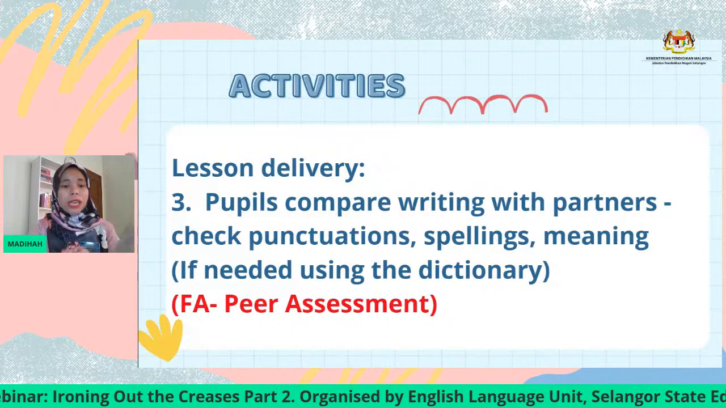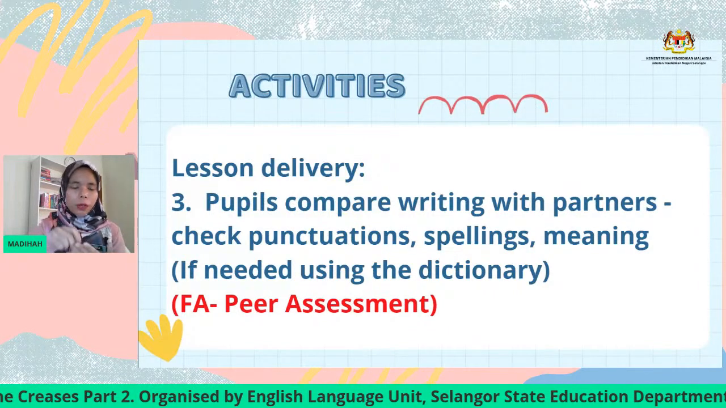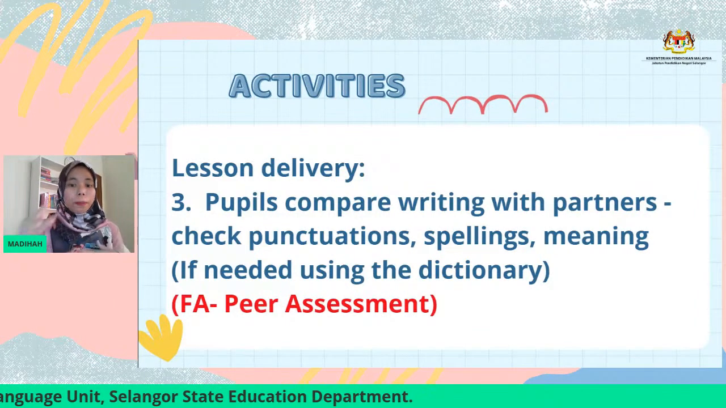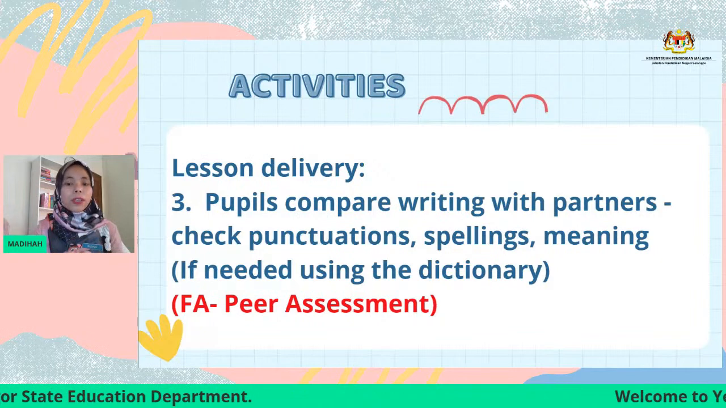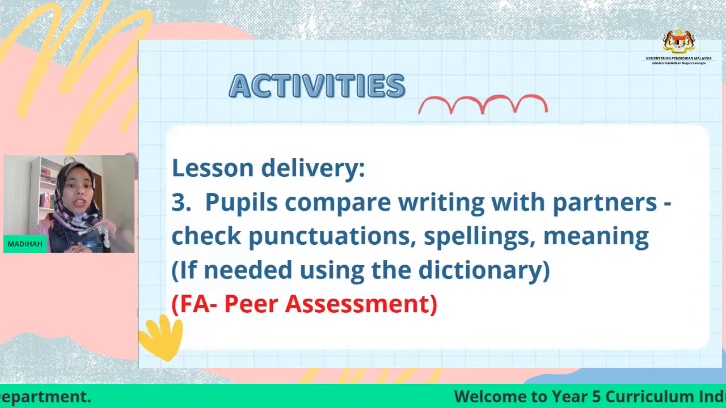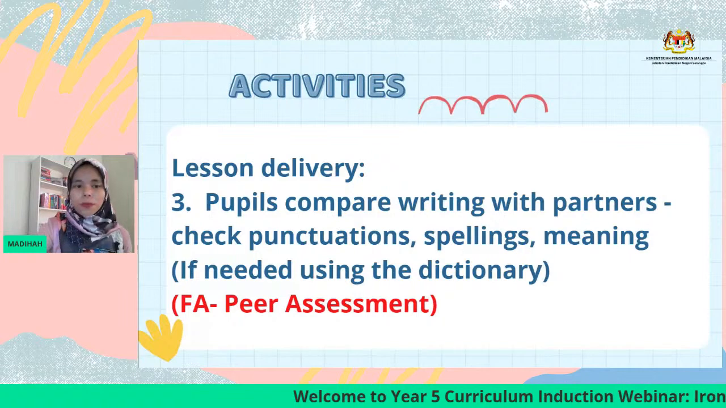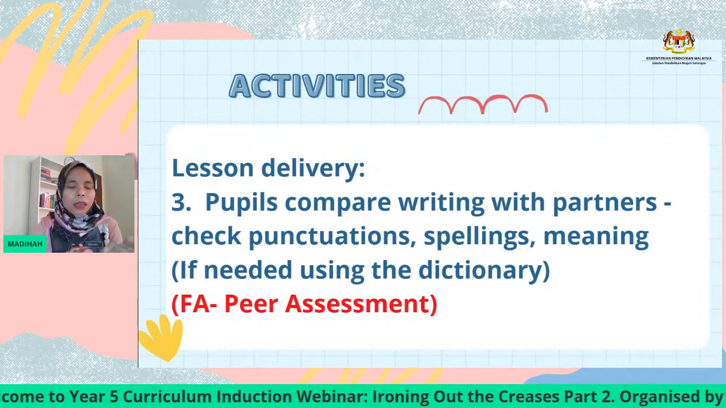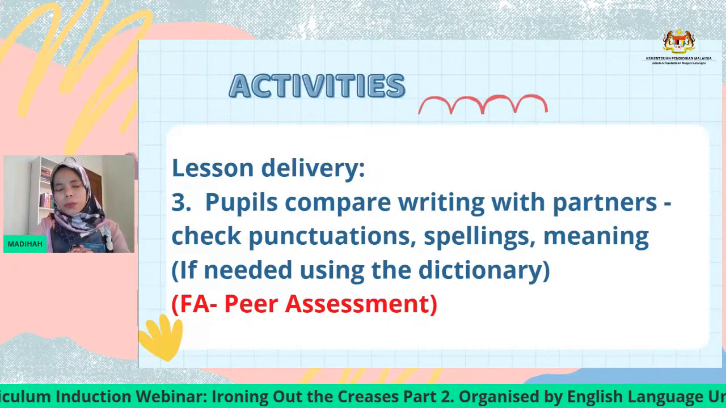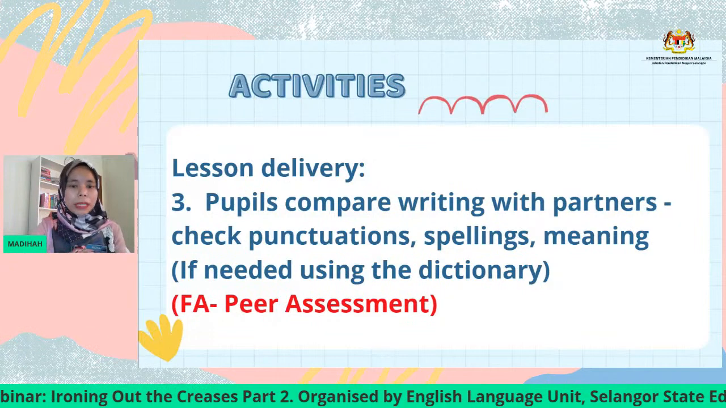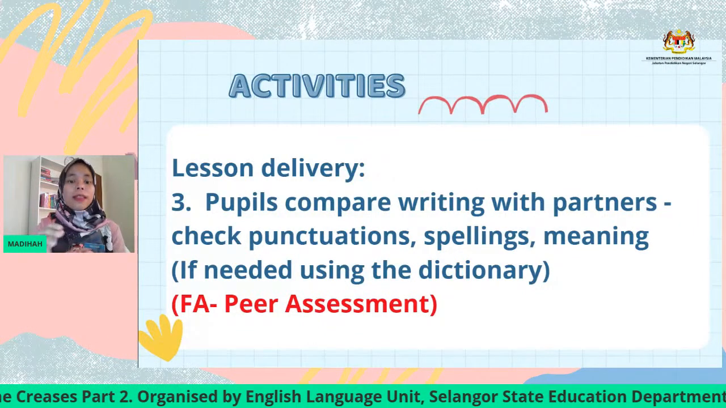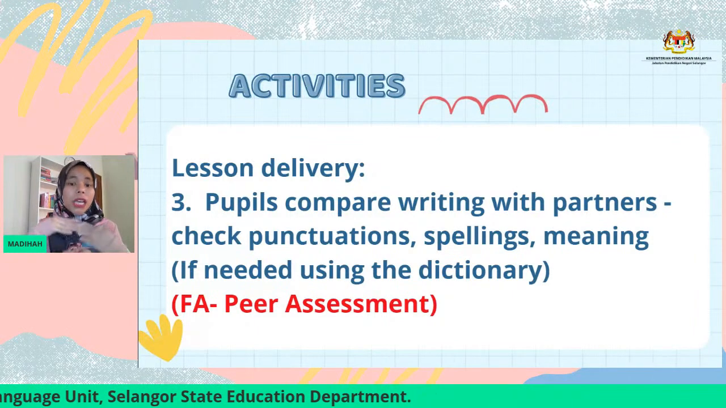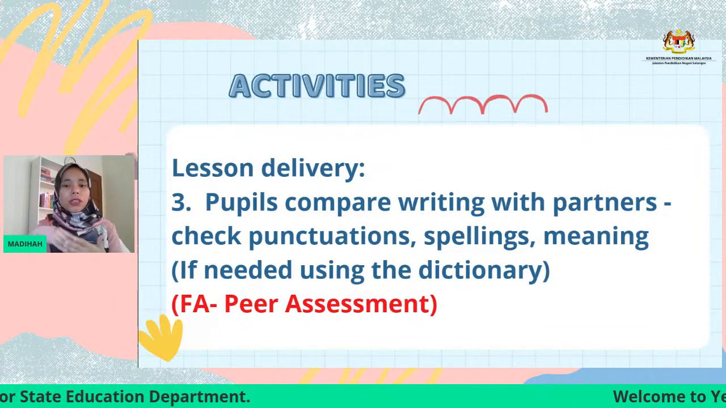Okay, so for lesson delivery, activity number 3, after they have written down their opinions and the 3 reasons, teachers will instruct the students to do peer assessment, comparing their writing with partners, whereby the students will check punctuation. Remember, in the learning objective, we focus on capital letters. Maybe I haven't started teaching them capital letters, so this is the lesson where I want to stress more on capital letters. So students can check their peers' work, the capital letters and the spelling, and if needed, they can use a dictionary to find the meanings.